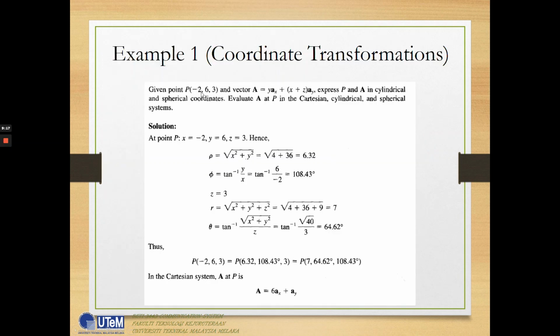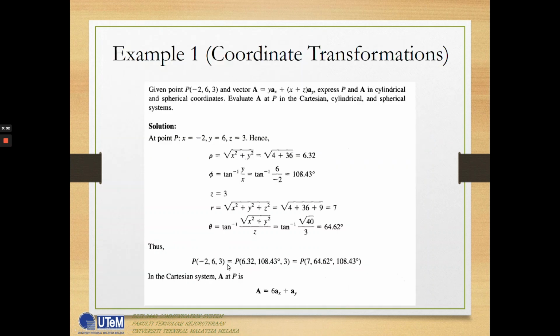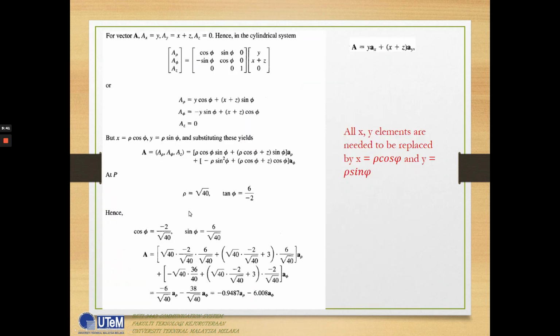However, if they don't ask you to find it at a given point, then after this is done, if there is no point given, you are finished. But if the point is given, that at P you need to find out how. At P we know here, from here, that rho is equal to 6.32 and phi is equal to 100 and something, and z is equal to 3. Then we replace in this equation, right? So a is equal to this, right?